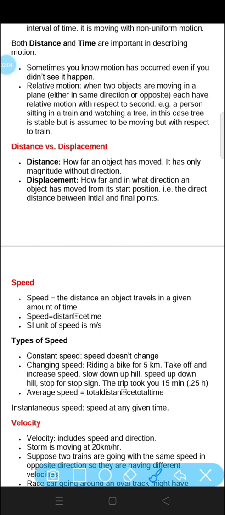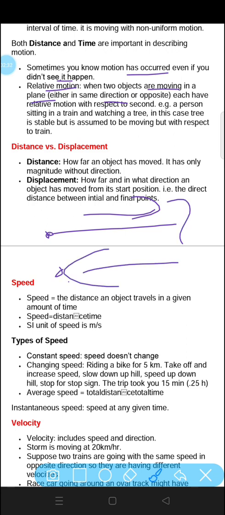Next is, sometimes motion has occurred even if you didn't see it happen. We don't see the motion happen every time, even then we can say that there was some motion. First one is relative motion, when two objects are moving in the same plane, either in the same direction or in opposite directions. Each has relative motion with respect to the second. The first one has relative motion with respect to the second, and the second has relative motion with respect to the first.